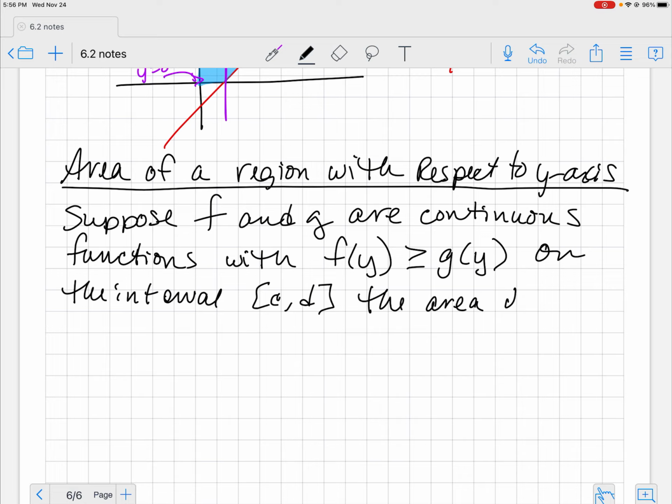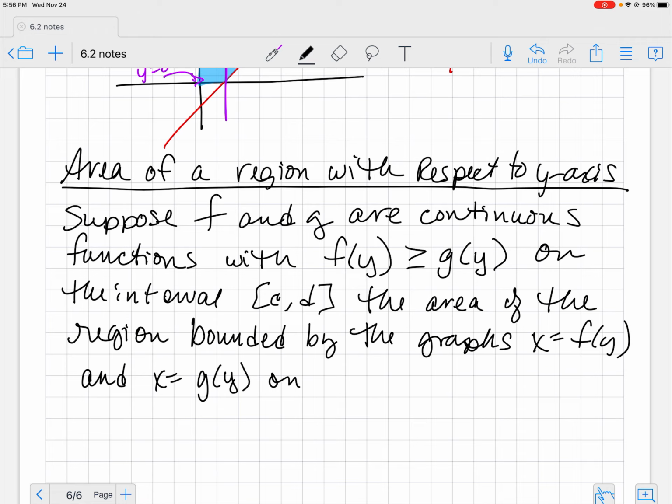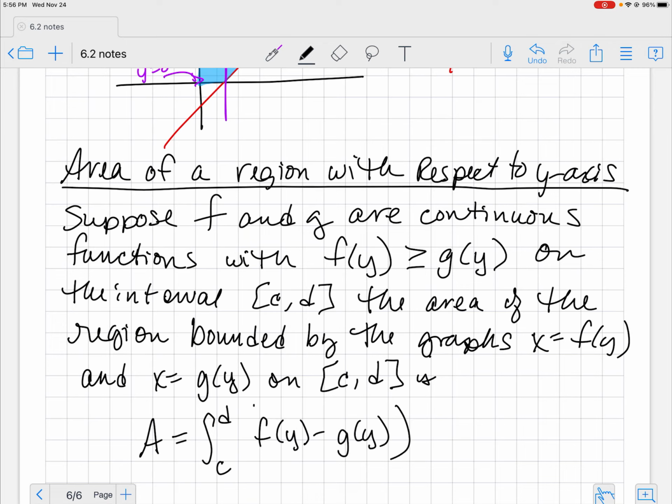The area of the region bounded by the graphs x is equal to f of y and x is equal to g of y on my interval here from C to D is this. Area is equal to, I'm integrating from C to D of f of y minus g of y dy.